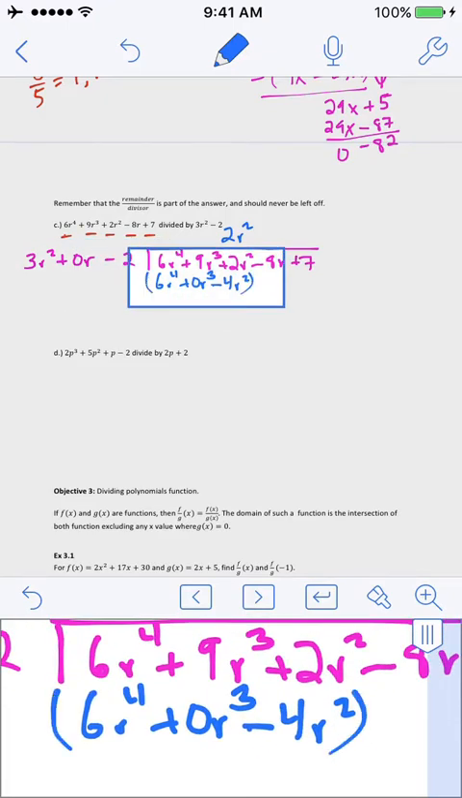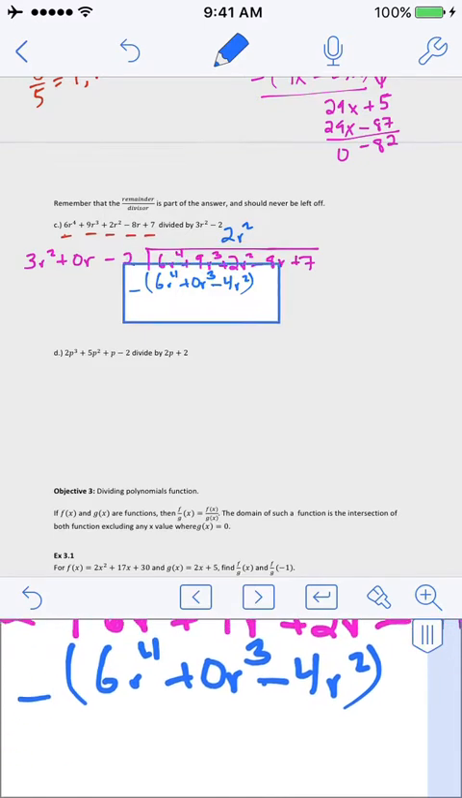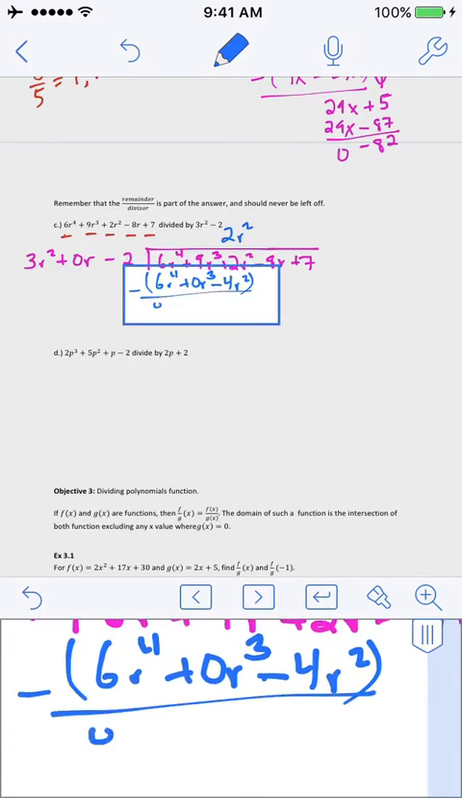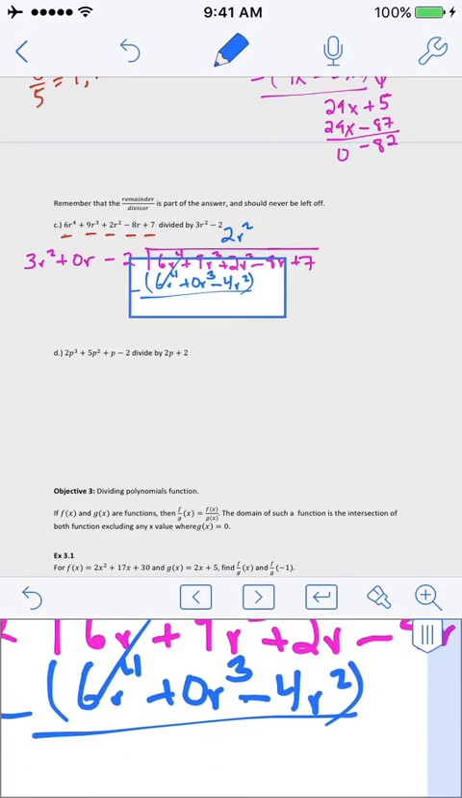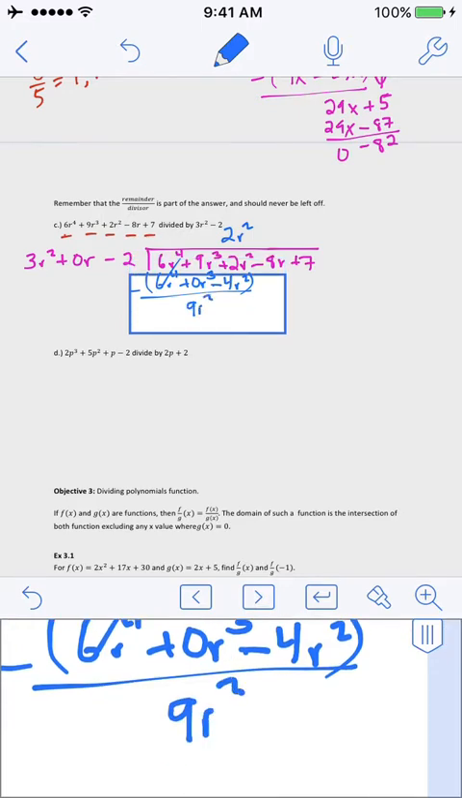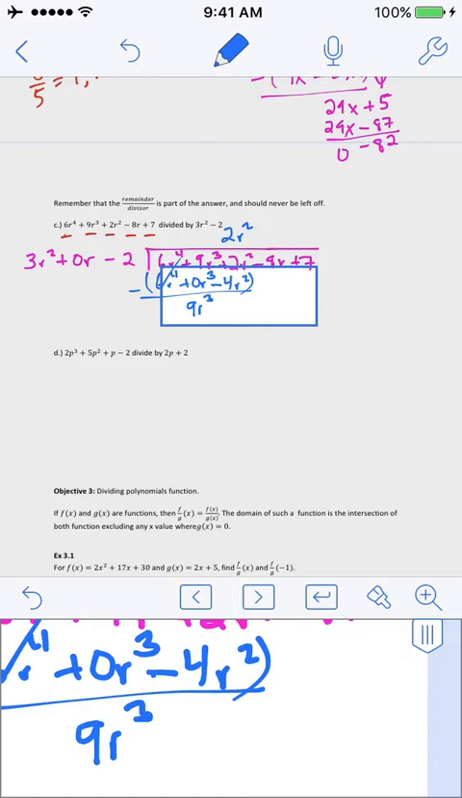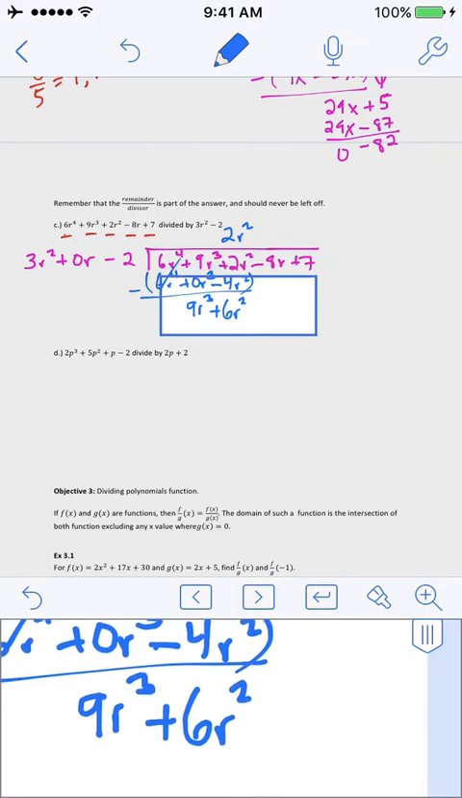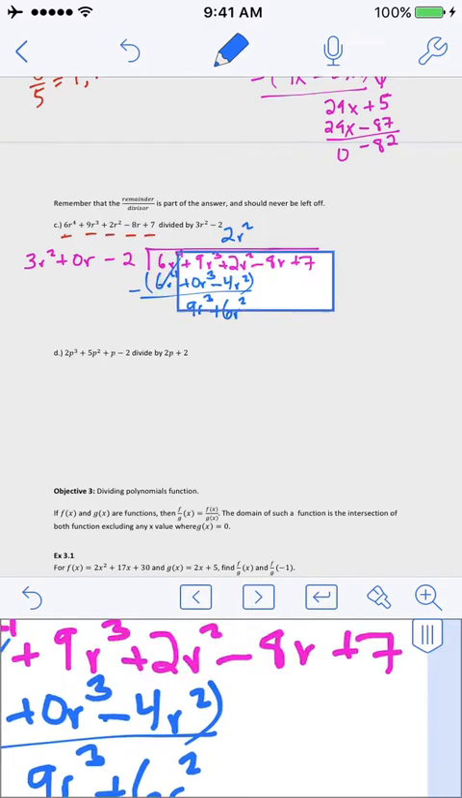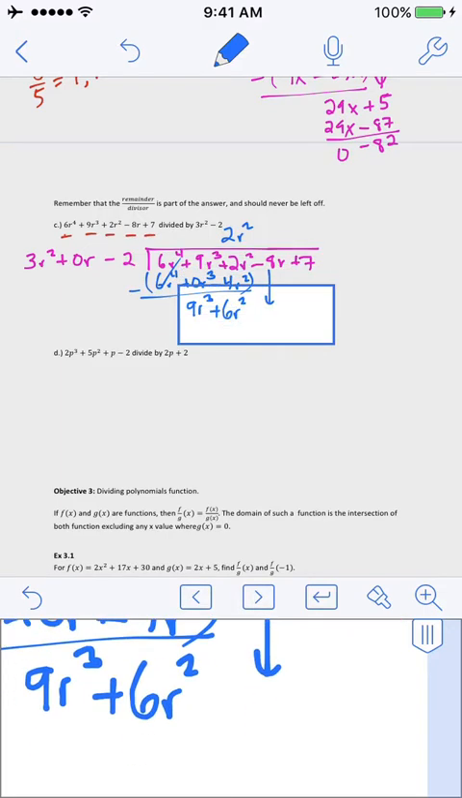Now I will subtract. Got to make sure I subtract everything. 6r to the 4th minus 6r to the 4th, that's 0, so it just goes away. 9r cubed minus 0r cubed is going to be 9r cubed. Let's draw that again, r cubed. And then 2r squared minus negative 4r squared is not going to be negative 2r squared. It's going to be plus 6, right? Because we have a minus a negative. So plus 6r squared. All right, now we will drag down our negative 8r, and we're ready to start round 2.